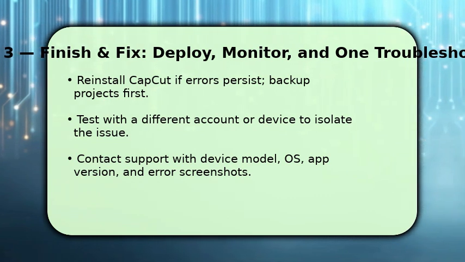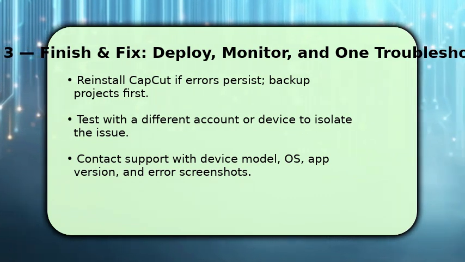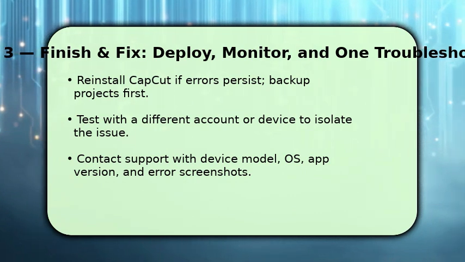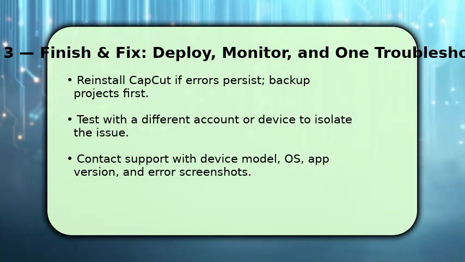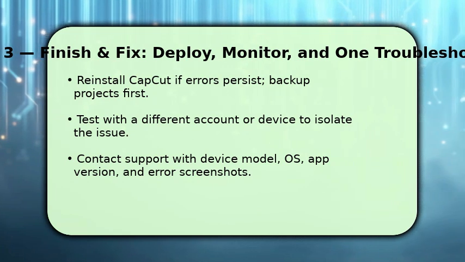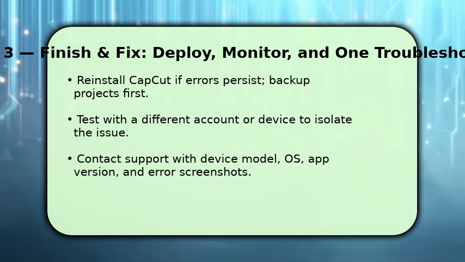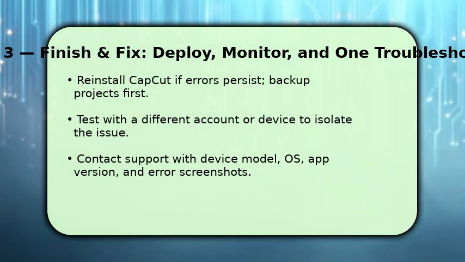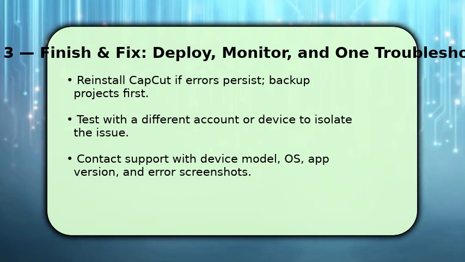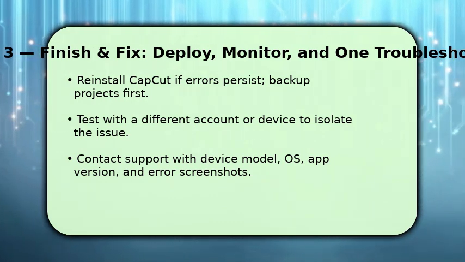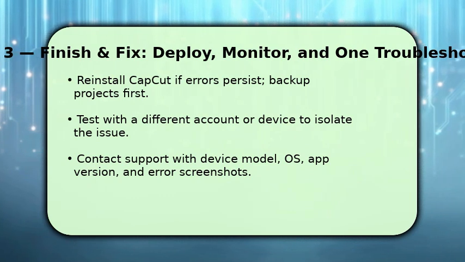If you still see network errors, gather details: device model, OS and app version, exact error message, and screenshots, then contact support. Troubleshooting tip: if uploads fail repeatedly, switching to mobile data for one attempt often clears cached route problems. Try that before a full reinstall.